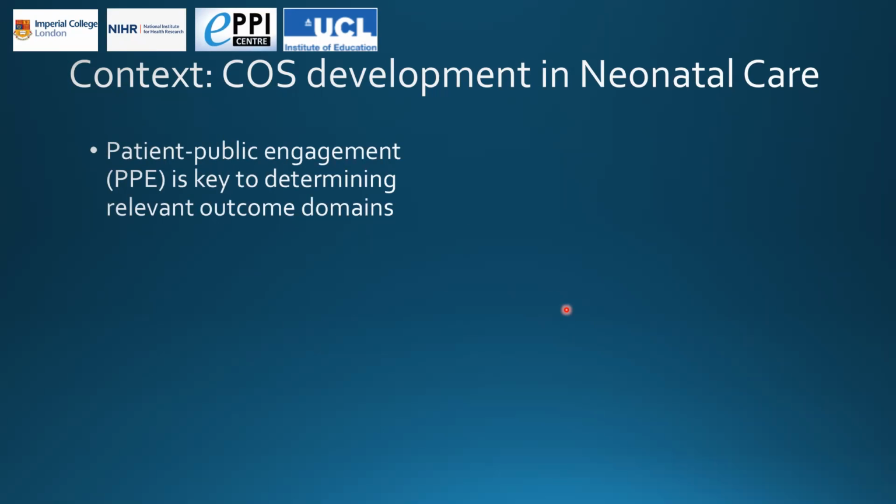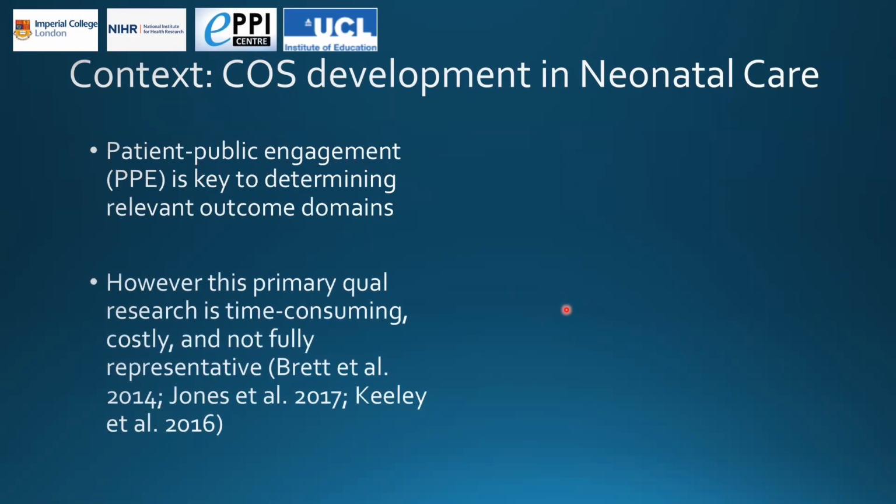If patient and public engagement is key to determining relevant outcome domains, the problem is that doing primary qualitative research is often very time consuming, and it's costly, and it's not always fully representative. For example, if you're not able to identify all of the key stakeholders. And so it's a very tricky process to try and organize within core outcome set development.